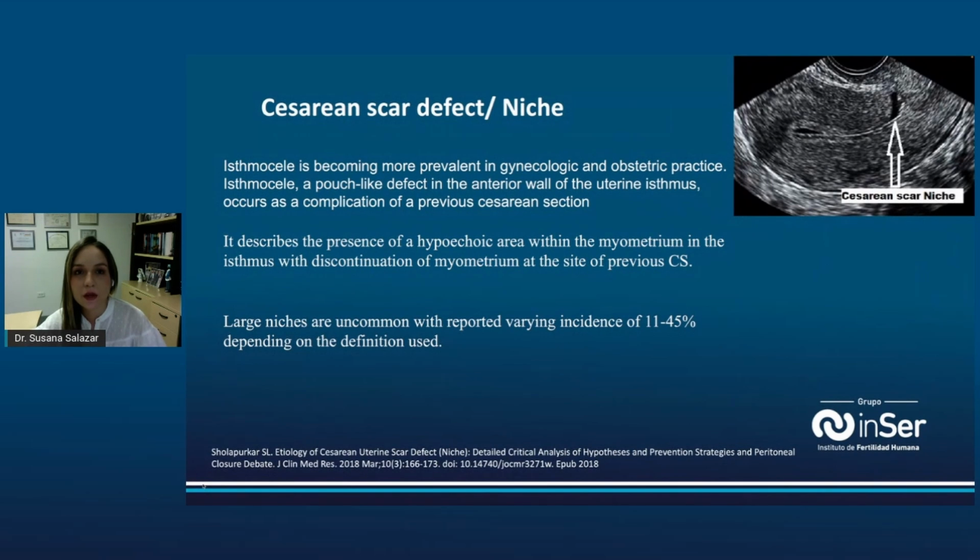C-section scar defect, also called niche or diverticulum or isthmocele, is becoming more prevalent in gynecological and obstetric practice. Isthmocele is a pouch-like defect in the anterior wall of the uterine isthmus. It occurs as a complication of a previous C-section. It describes the presence of a hypoechoic area within the myometrium in the isthmus with discontinuation of the myometrium at the site of the previous C-section. Large niches are uncommon, with a reported incidence varying from 11 to 45% depending on the definition used.